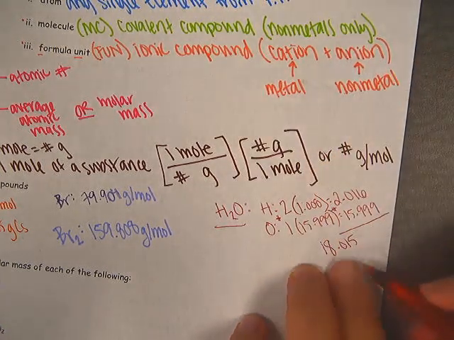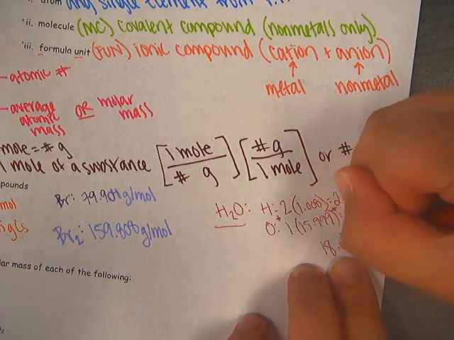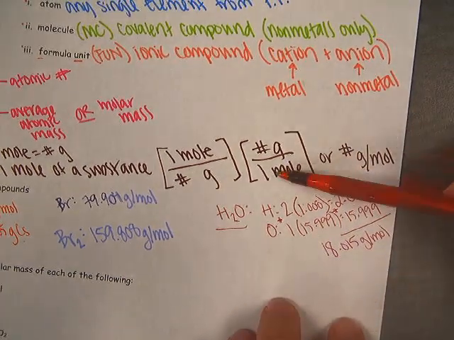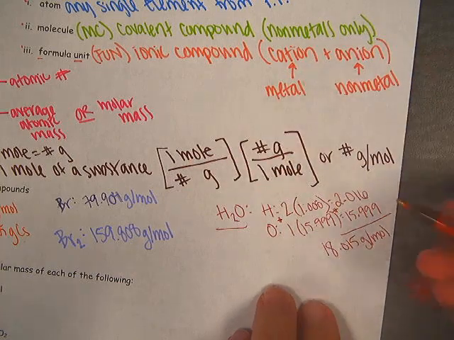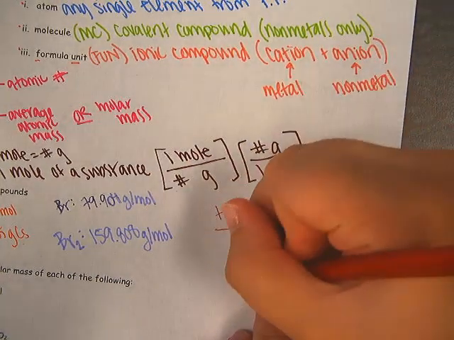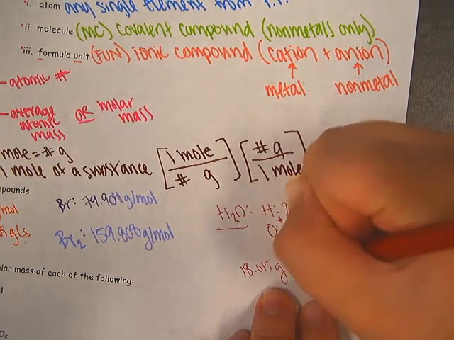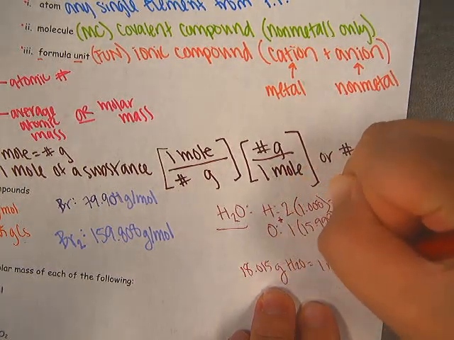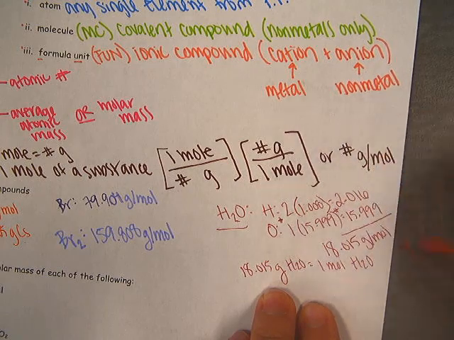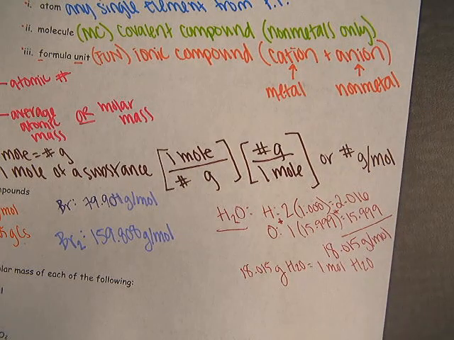Perfect. And your unit on this would either be grams per mole, or you would write it using one of these types of ratios. So I could say that 18.015 grams of H2O is equivalent to 1 mole of H2O. All of that is expressing the same information.